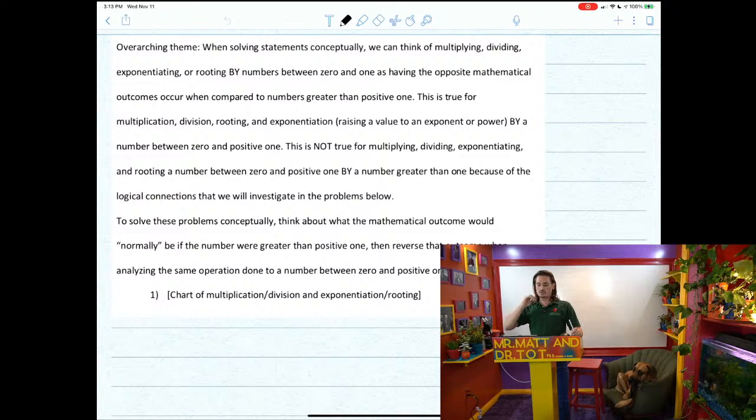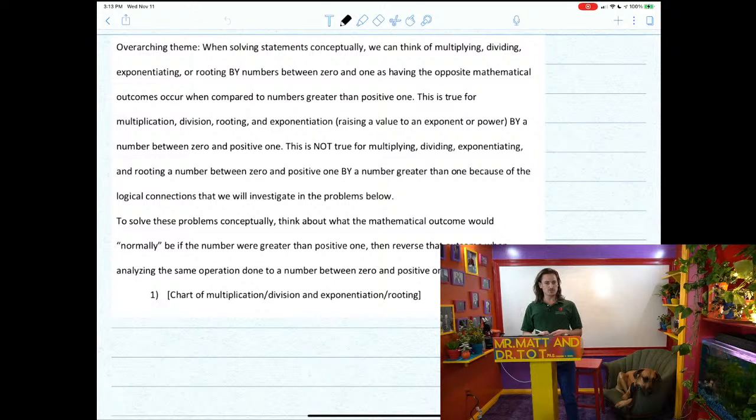But the overarching theme here is when solving statements conceptually, we can think of multiplying, dividing, exponentiating, or rooting by numbers between 0 and 1 as having the opposite mathematical outcomes when compared to numbers greater than positive 1. So this is true for multiplication, division, rooting, and exponentiating by a number between 0 and 1.